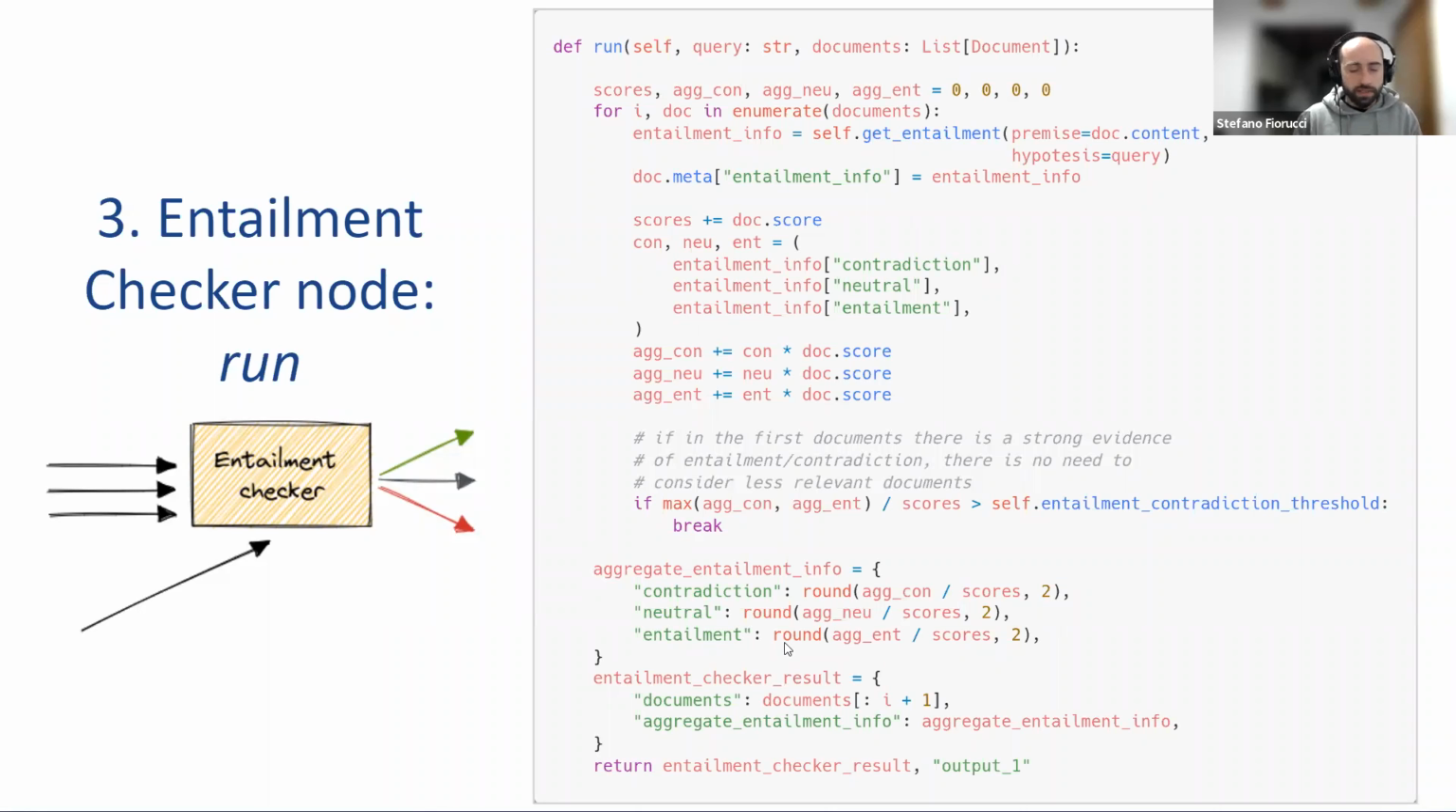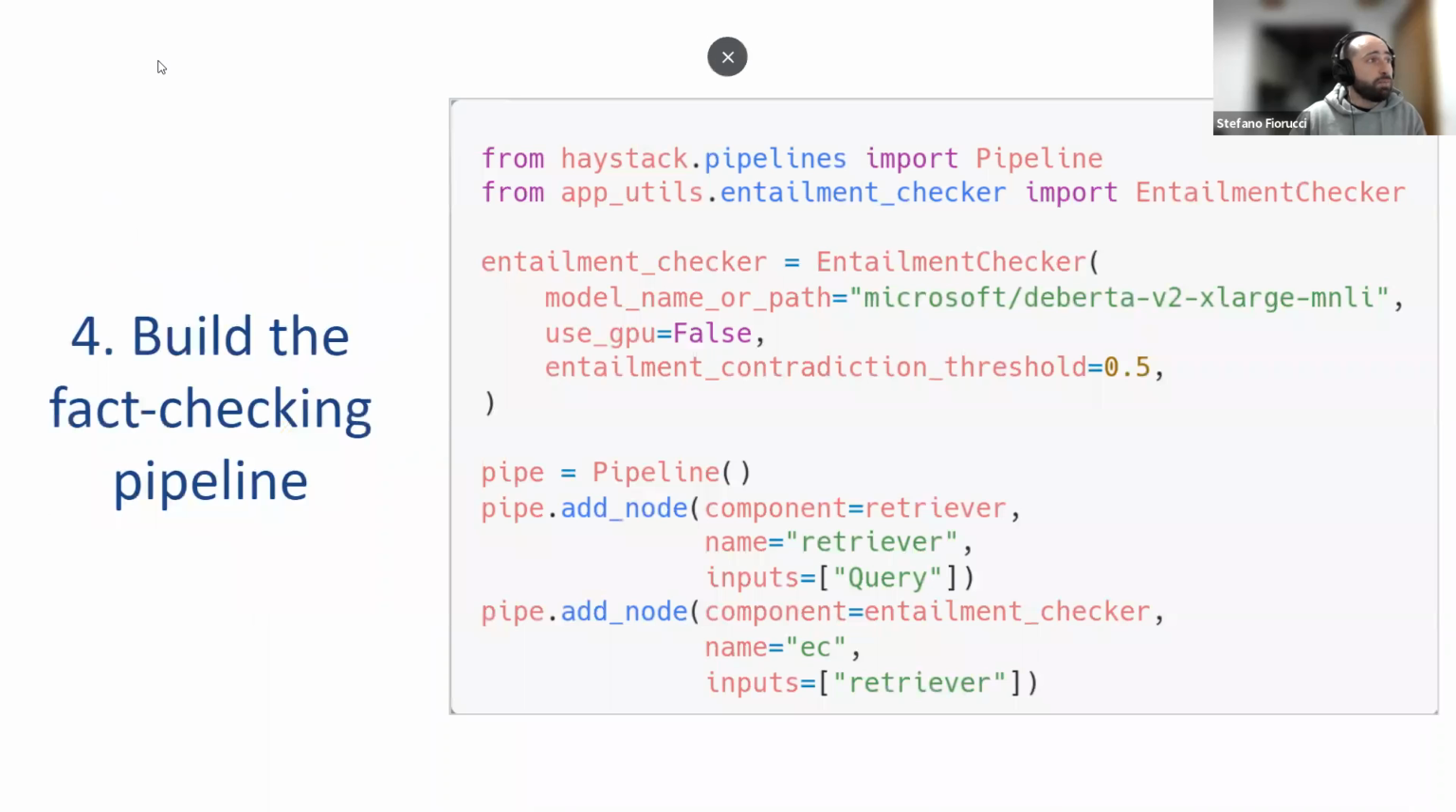Now we can define a fact-checking pipeline using this new node. So first we initialize this new node using a good natural language inference model. And we also set the entailment contradiction threshold to 0.5. Then we define a new pipeline, and we add two nodes to this pipeline: the retriever, which we already defined, and then this entailment checker.